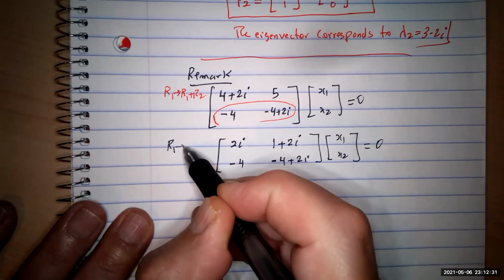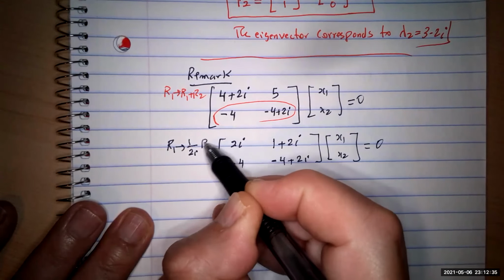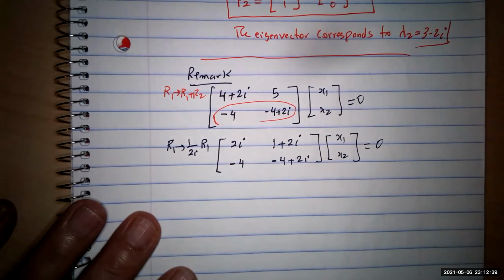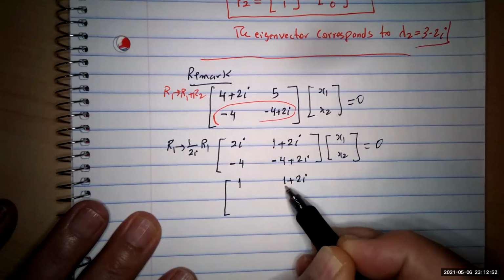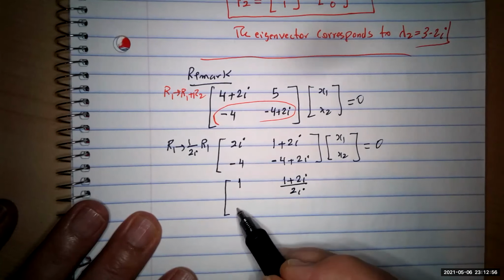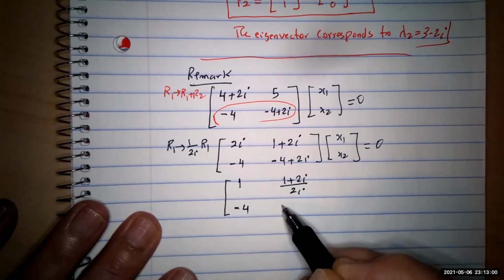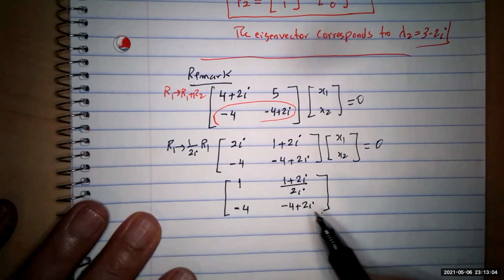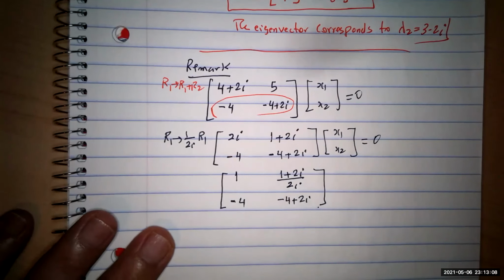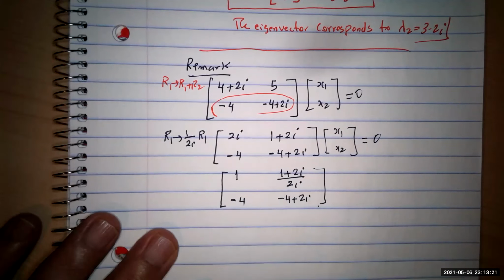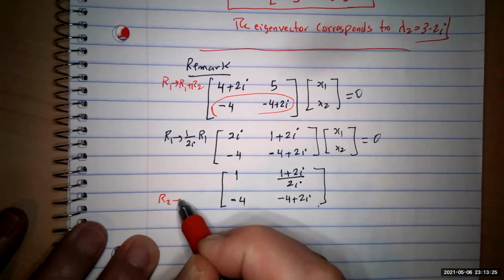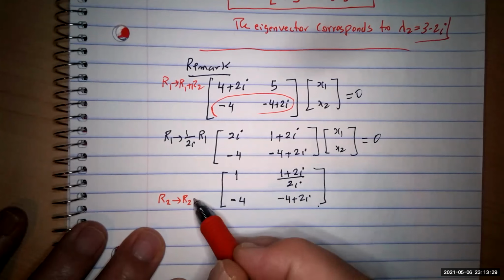So we change R1 to 1 over i R1. You have to simplify it a little bit. So this would be 1, but this would be 1 plus 2i divided by 2i, and this is going to be your negative 4, and your negative 4 plus 2i. Then this is going to be the case. You get the 1 here. So what you are going to do is change this one into the 0. To change this one into the 0, you write R2 as R2 plus 4R1.